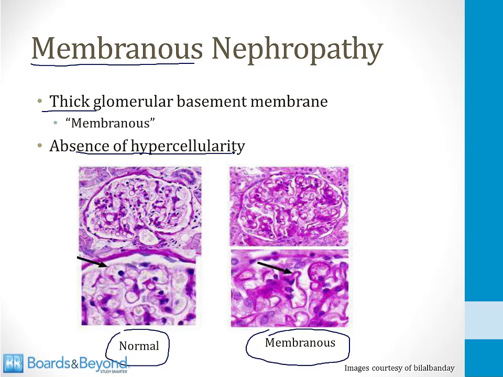Importantly, in membranous nephropathy, the glomeruli display an absence of hypercellularity. Why is this feature so important? Well, if there was hypercellularity within the glomerulus, then the disorder would not be membranous. It would instead be membranoproliferative glomerulonephritis. That disorder gets its name because in membranoproliferative glomerulonephritis, in addition to thickening of the basement membrane, there is hypercellularity of the glomeruli, hence the name proliferative in the title of the disorder.